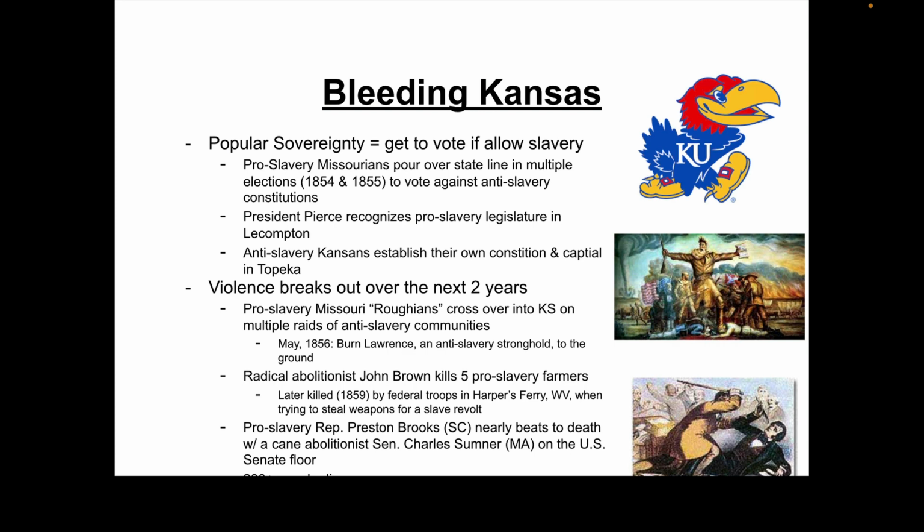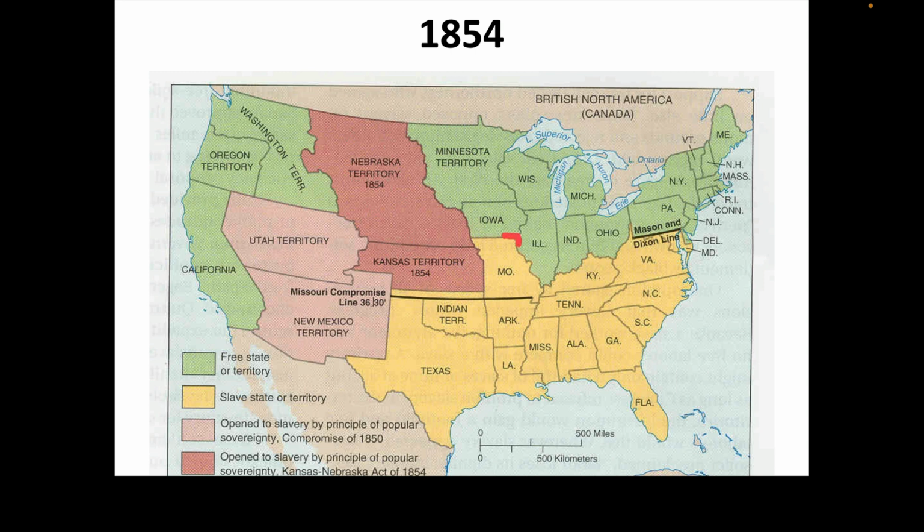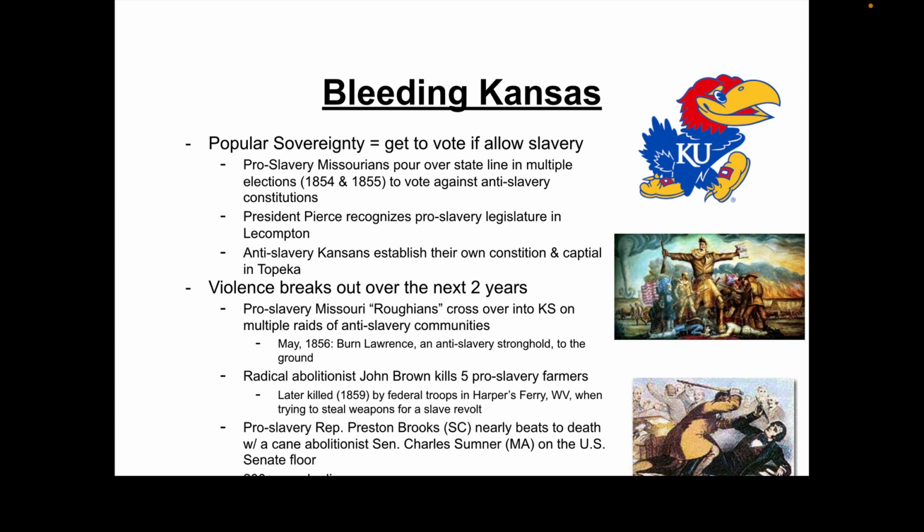And this is what is known as Bleeding Kansas. Again, popular sovereignty is that idea that the state or the territory gets to vote on whether or not they want to allow for slavery, right? At the time, Missouri, right next door to Kansas, is a slave state. It allows for the practice of slavery. Okay? This is very, very important.